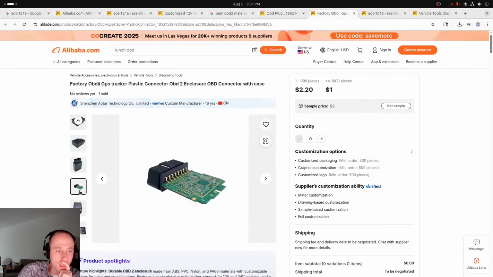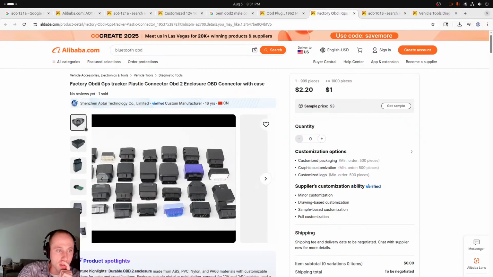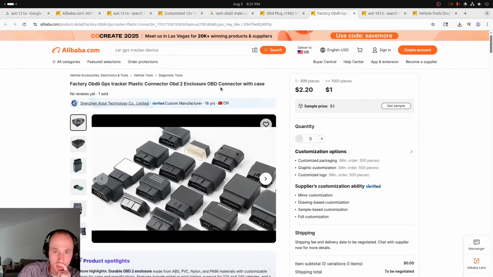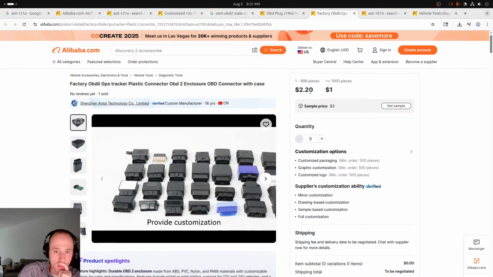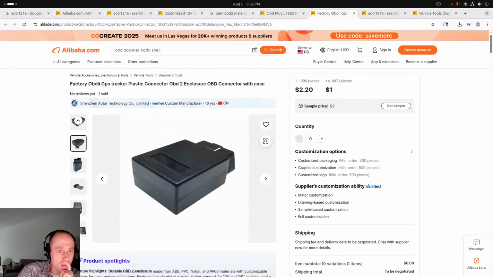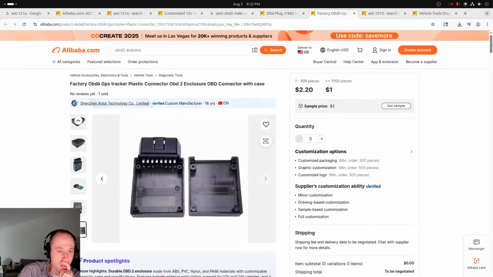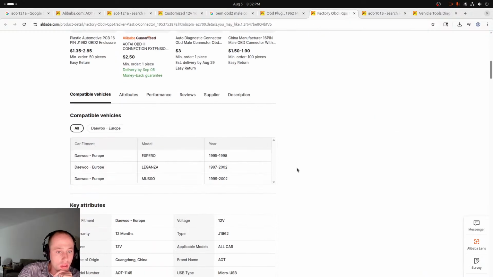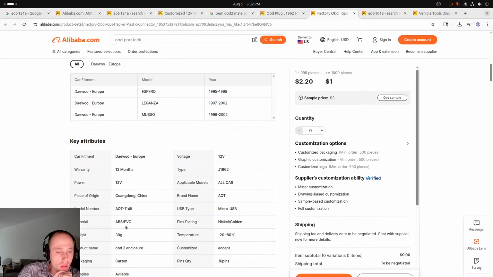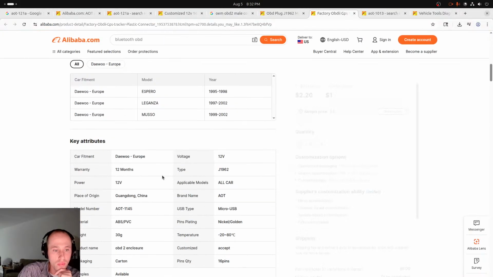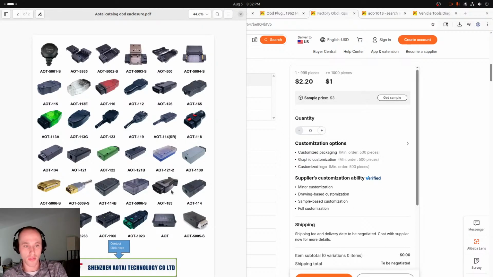What does the inside look like? Like this, right? Yeah, this is what we want. Enclosure OBD connector with case, $2.20. Bam. What are the dimensions of this? What is this? AOT 1145.